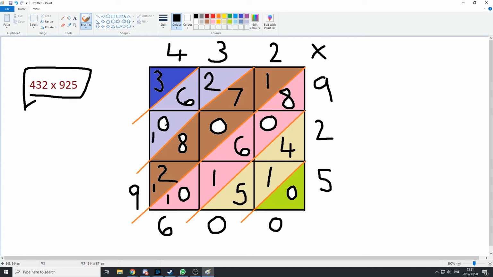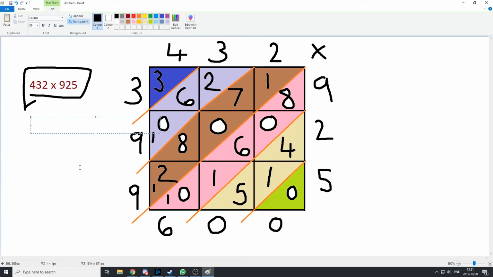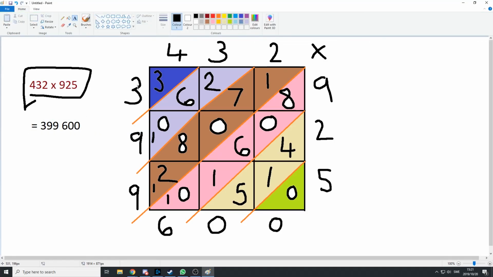1 plus 0 is 1, plus 6 is 7, plus 2 is 9. And then 3 plus nothing is going to give me 3. That means that 432 times 925 is going to equal 399,600. My answers came from here, 399,600. And that's it. Easy peasy.